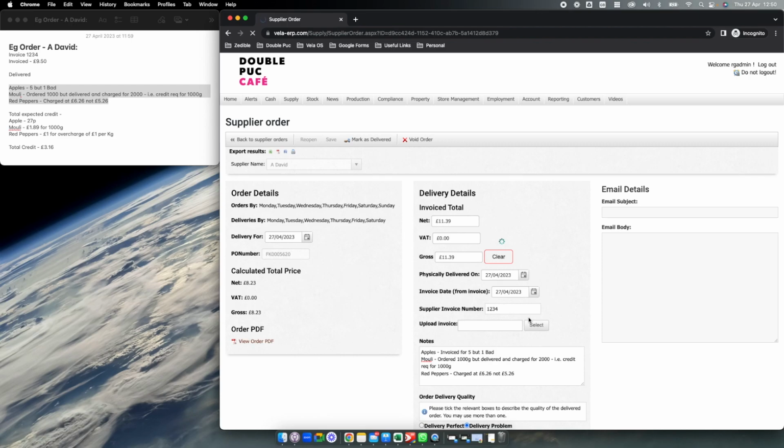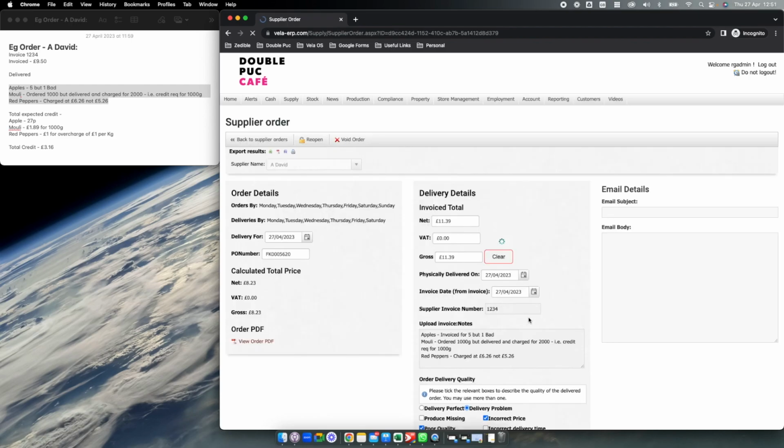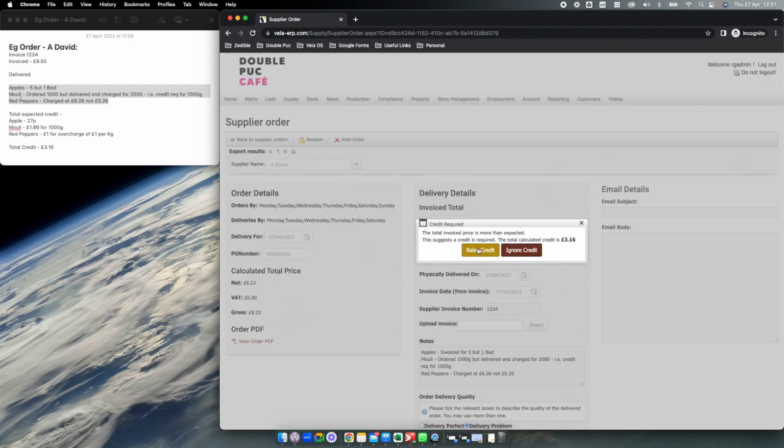Now you'll see here that it's going to press me to either raise a credit or ignore the credit. Now the reason that you might ignore a credit would be that whoever deals with pricing hasn't updated the prices. So in this situation, you would basically ask whoever's responsible for that and say, should I raise a credit or ignore it? This is clearly an issue because we've got the bad apple, we've got too much stock being invoiced, and they have overcharged on the agreed price. So I'm going to move forward and I'm going to raise a credit.